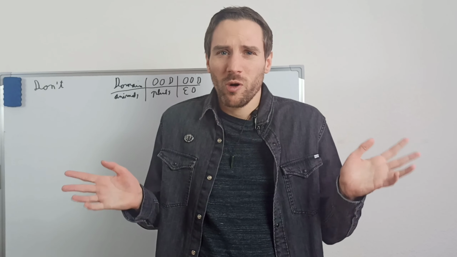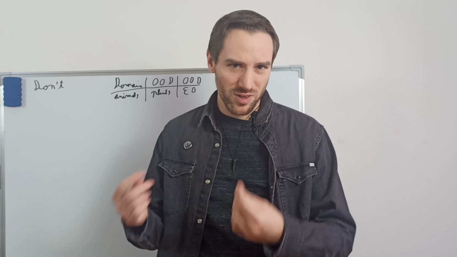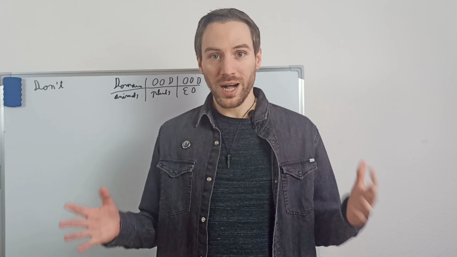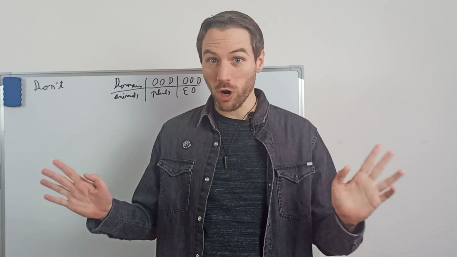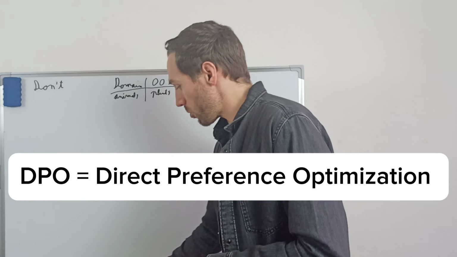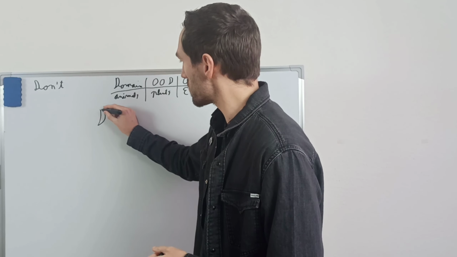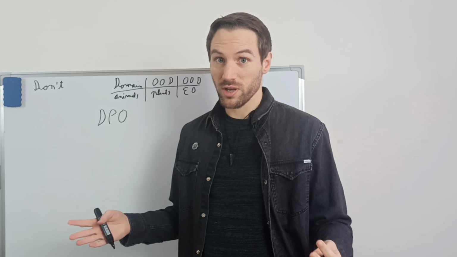Yeah, I know. Why can't anything ever be explained simply for people who are interested in this stuff but don't study it? Well, that's what I'm here for. So one more definition, DPO, which stands for Direct Preference Optimization. And it's way simpler than it may sound.